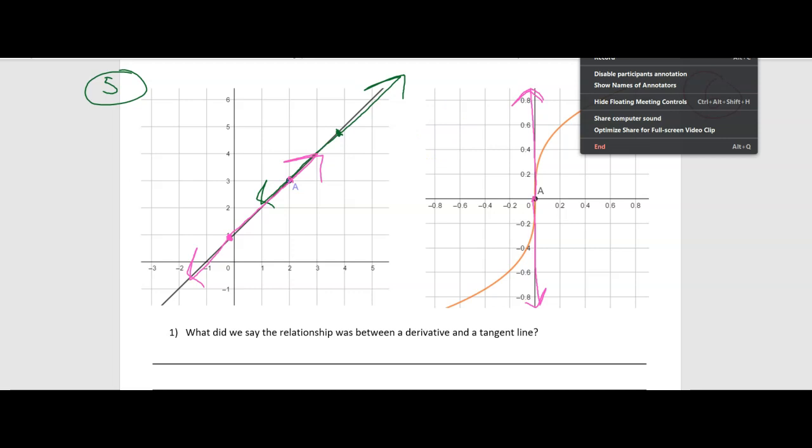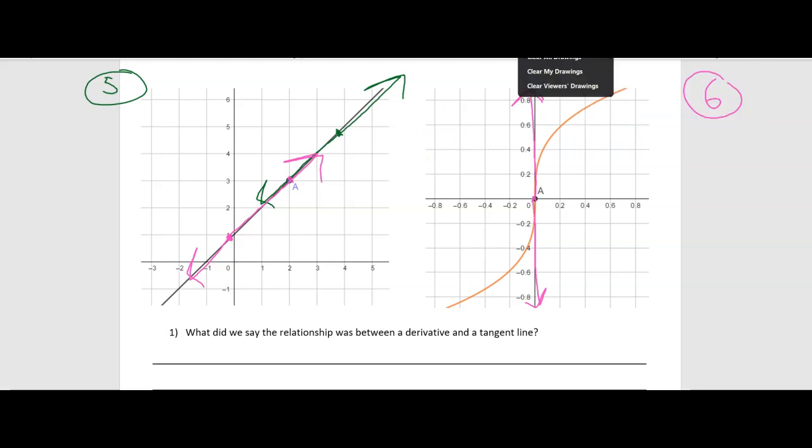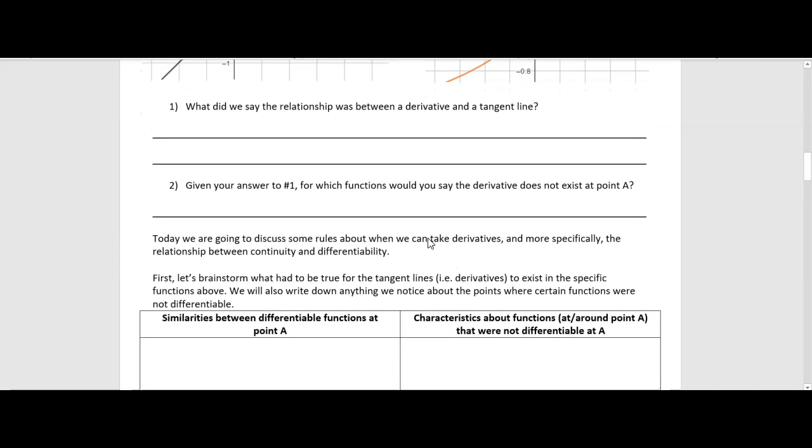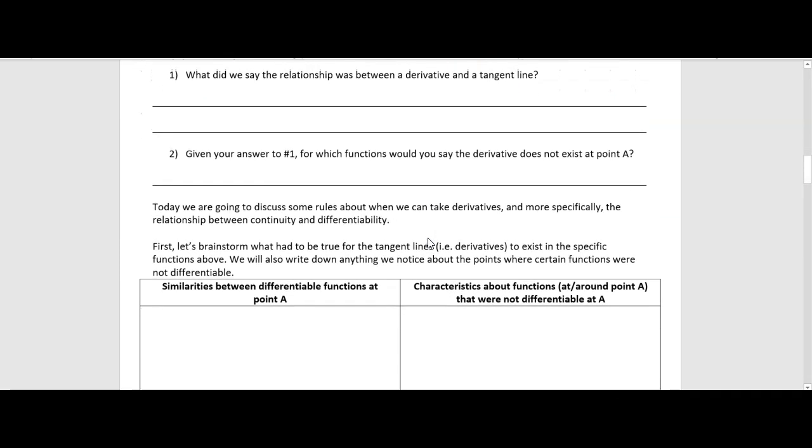Okay, let's discuss. We've had a couple of different examples. Some we were able to draw tangent lines for, some we were not able to draw tangent lines for. We should all be able to answer question number 1, though, the relationship between a derivative and a tangent line. So pause the video, take 30 seconds, and write down what that relationship is.